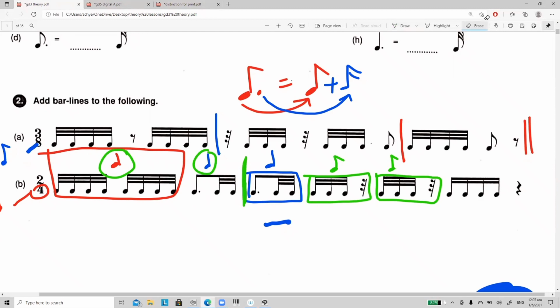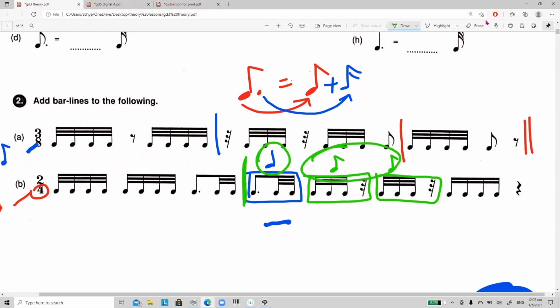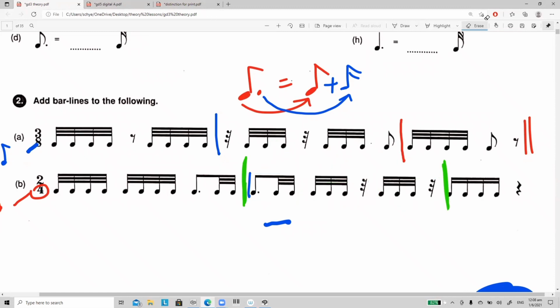Okay. Now I erase the working so that you can see where the bar lines are. So here there's another 1 crochet, 2 crochet, 1 count, 2 count. So the next bar line will be here. Okay. So once you find the answer, you can actually erase the working so that your page will look cleaner.